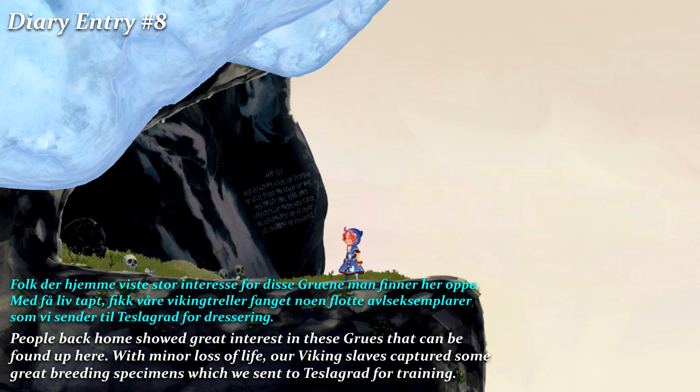I love the phrase "minor loss of life" here, with how flippantly he treats the Vikings' lives. Really shows you what kind of person Galvan is.